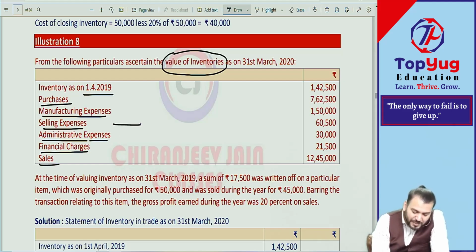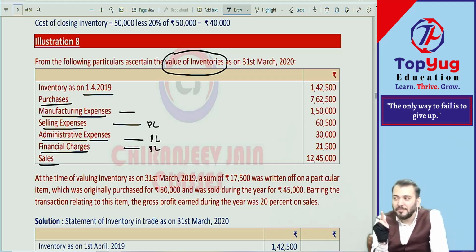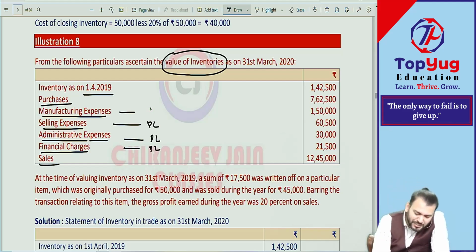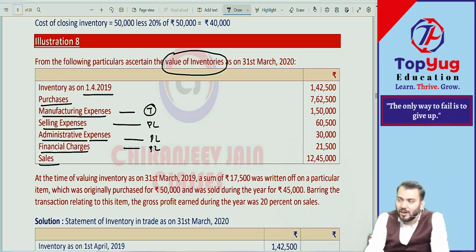But will our selling expense come in trading or P&L? Direct or indirect? It will come in P&L, along with admin expense and finance charges. Manufacturing expense we have done as part of cost of purchase, so it will be a direct expense and will come to trading. I'm writing trading. However, till now we have not done manufacturing account, so after this chapter we'll do manufacturing account also.